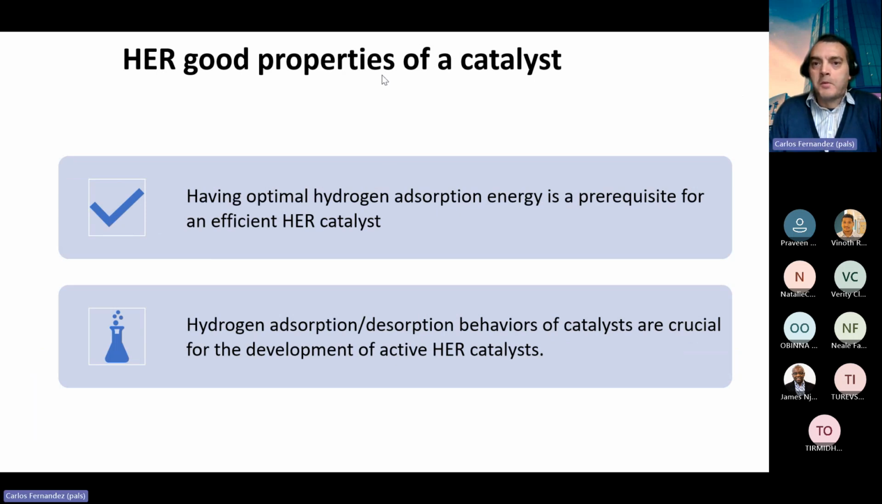So what are the good properties of a catalyst? We need to have an optimal hydrogen absorption energy. This is a prerequisite. Also, the hydrogen absorption and desorption behaviors of catalysts are crucial for the development of active HER catalysts. As I mentioned earlier on, we put, for example, graphene as a substrate due to being a porous material for the absorption and desorption systems.